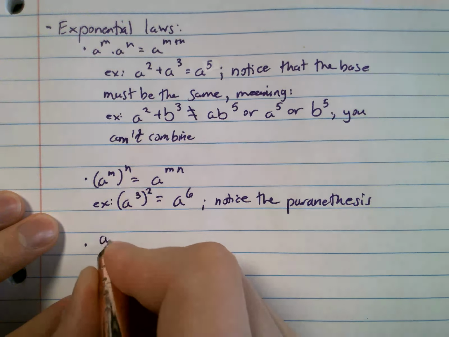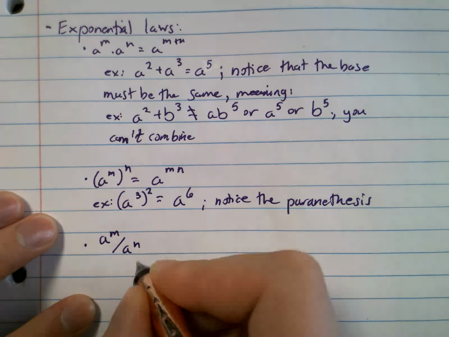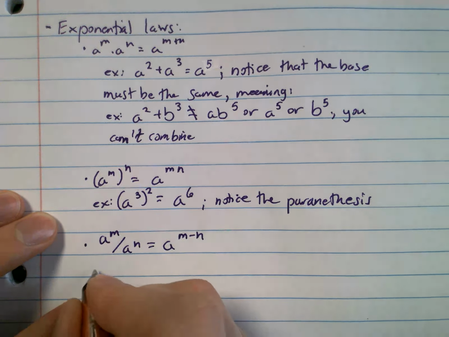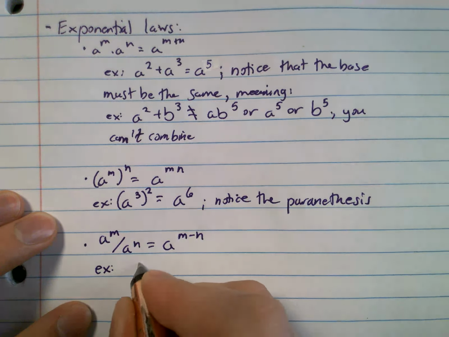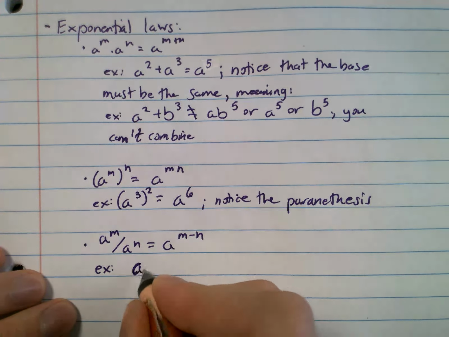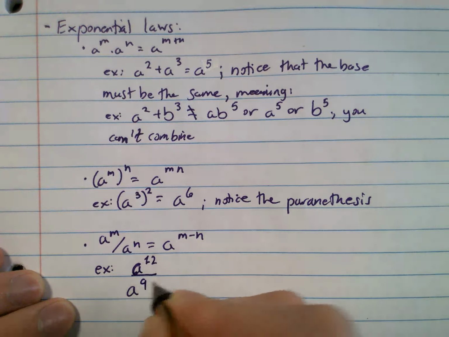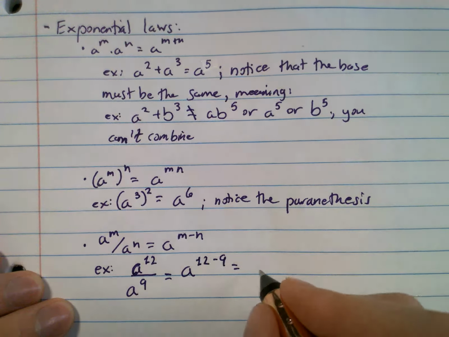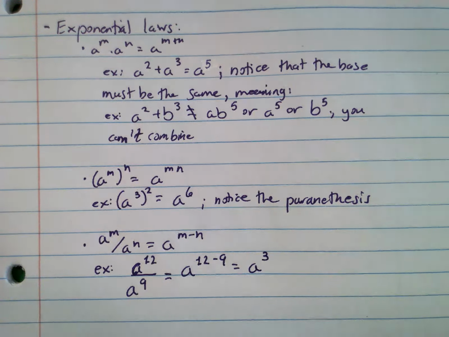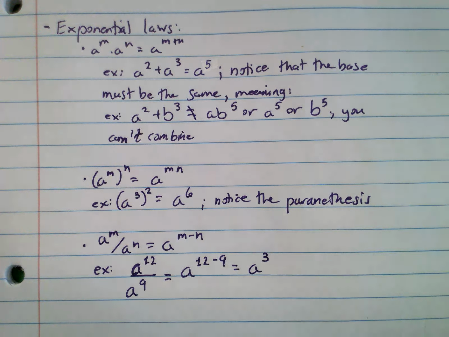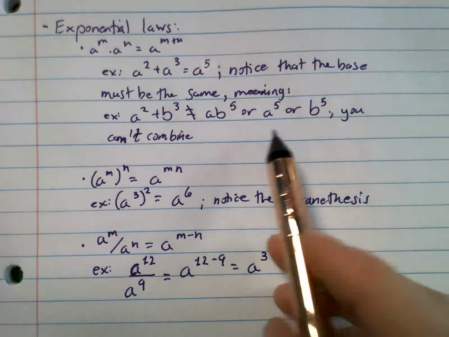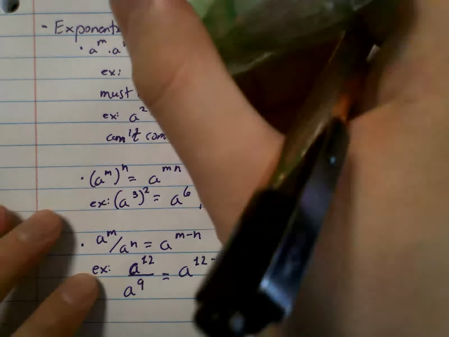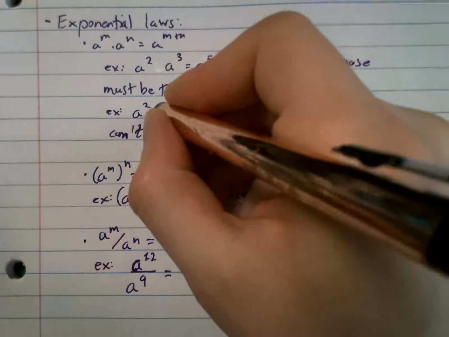All right. a to the m divided by a to the n, I get a to the m minus n. An example, let's say I have a to the 12th over a to the 9th. That's going to give me a to the 12 minus 9, which equals a to the third. All right? And that should actually be a multiplication sign on that previous one, I just noticed that too. Not a plus sign.